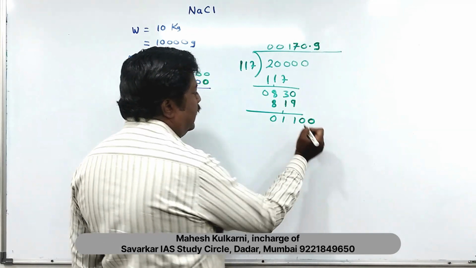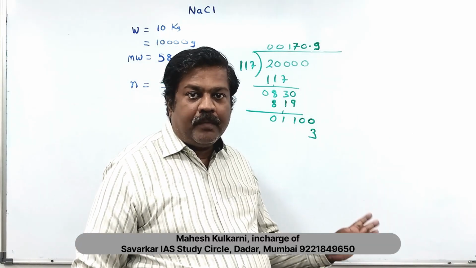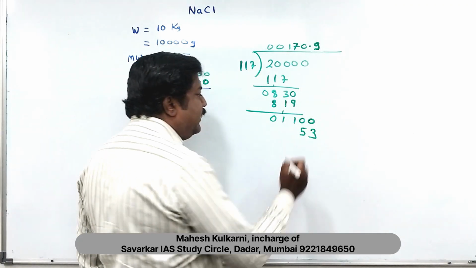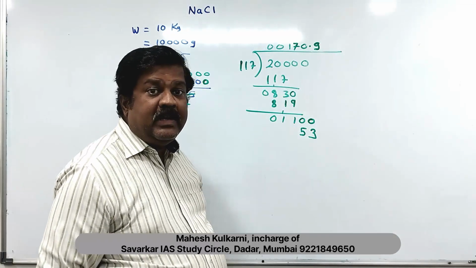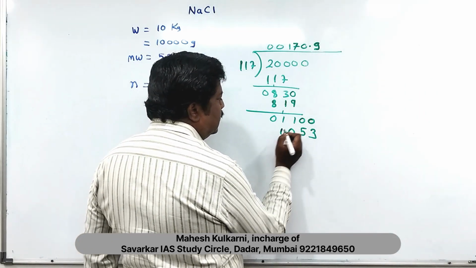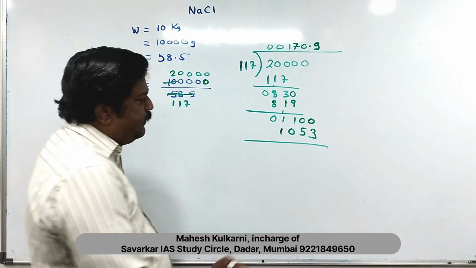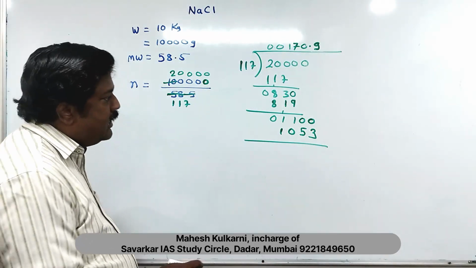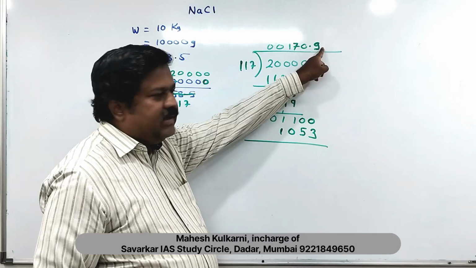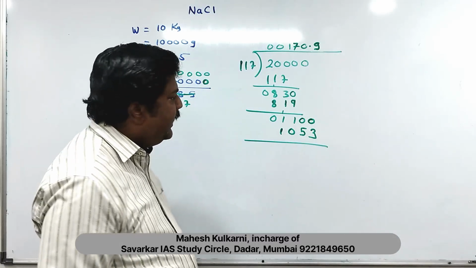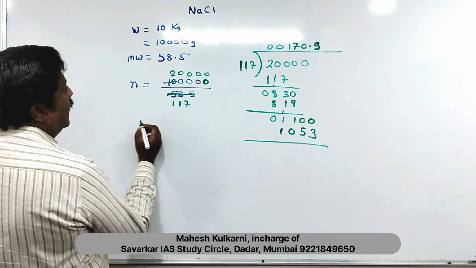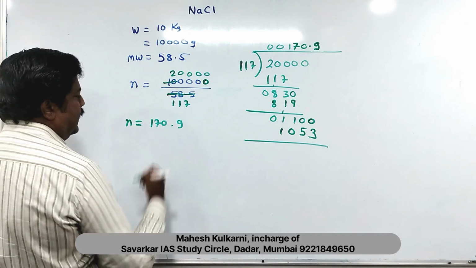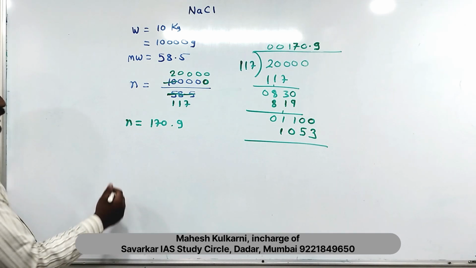9 7s are 63. Carry forward 6. 9 1s are 9 plus 6, 15. Carry forward 1. 9 1s are 9 plus 1, 10. So we are getting this figure. Now, I will carry out the calculation, but I hope this is sufficient. Because again we have to take 0, then again a huge figure will be there. So rather than that, we can round up this way. So n is 170.9. And now the next job is easy.